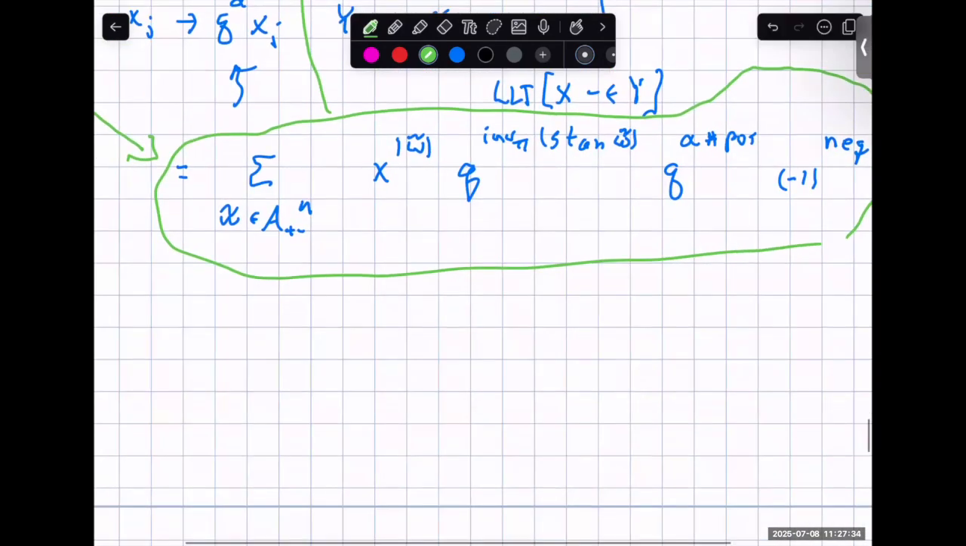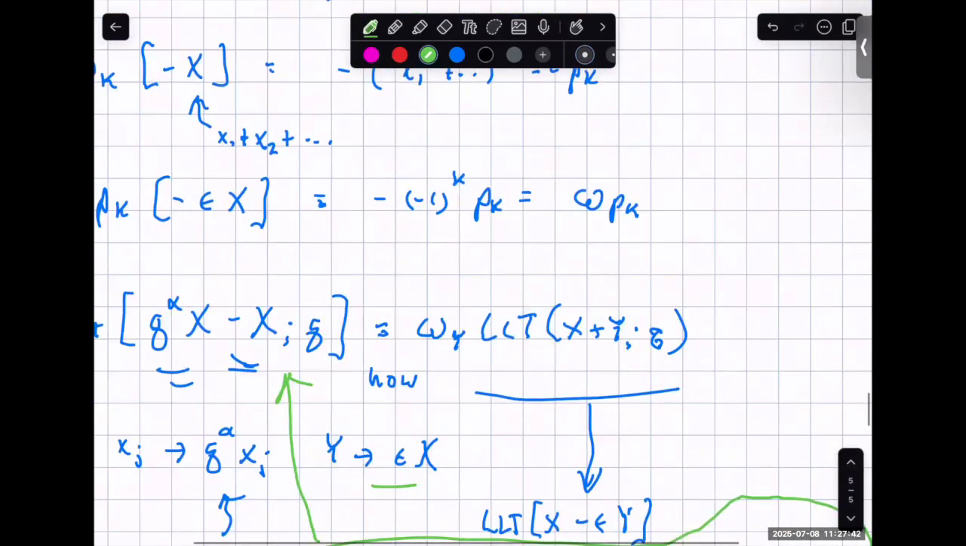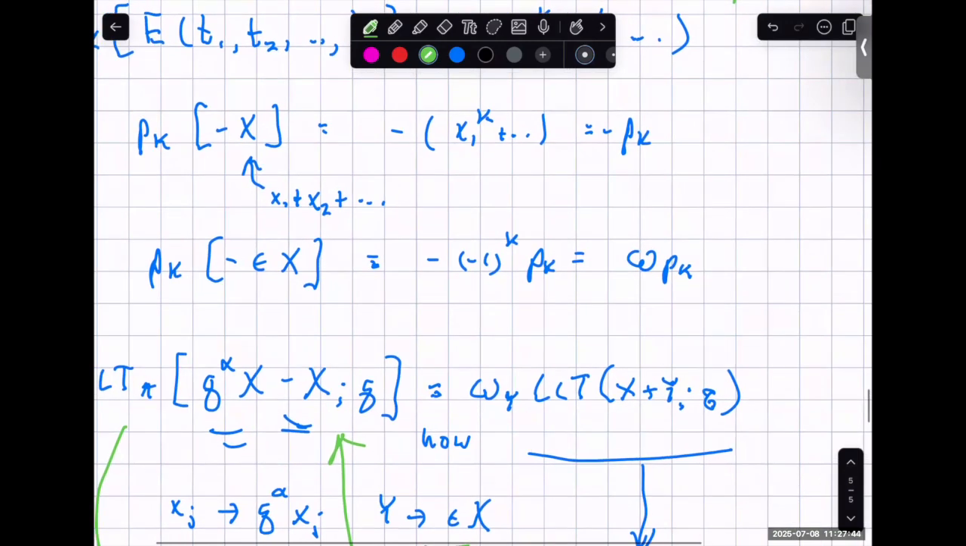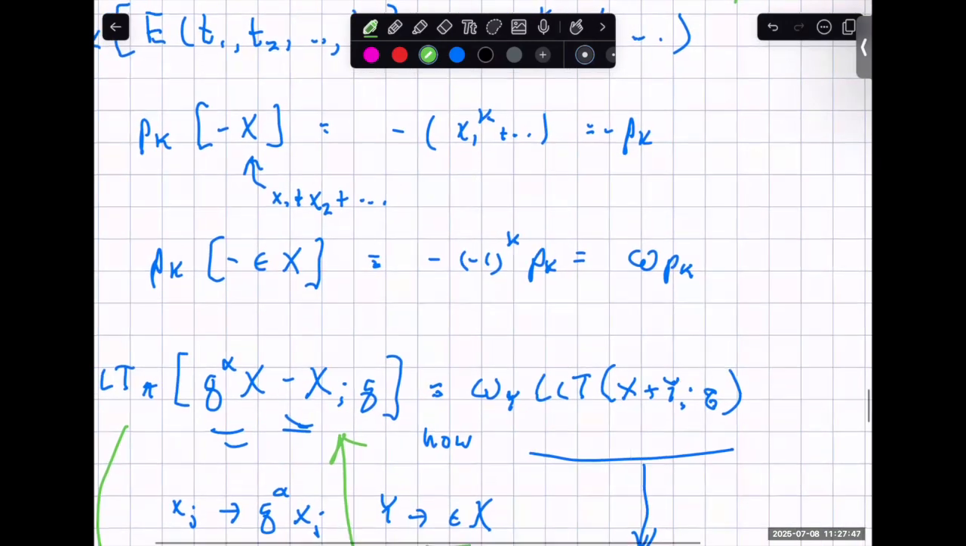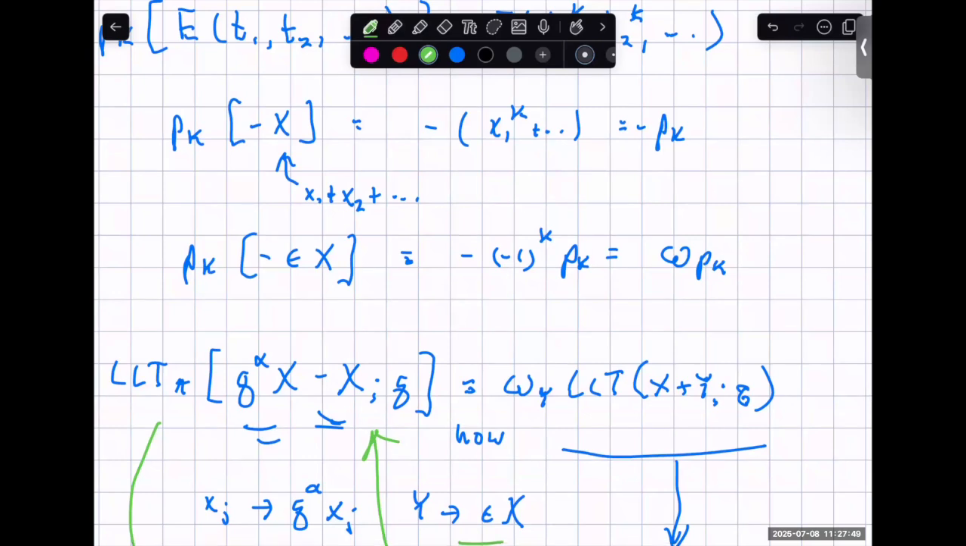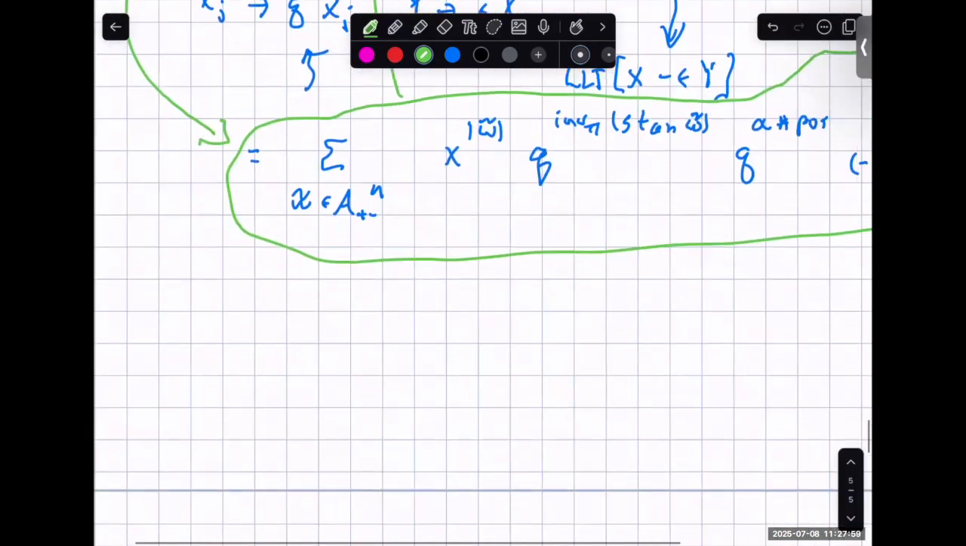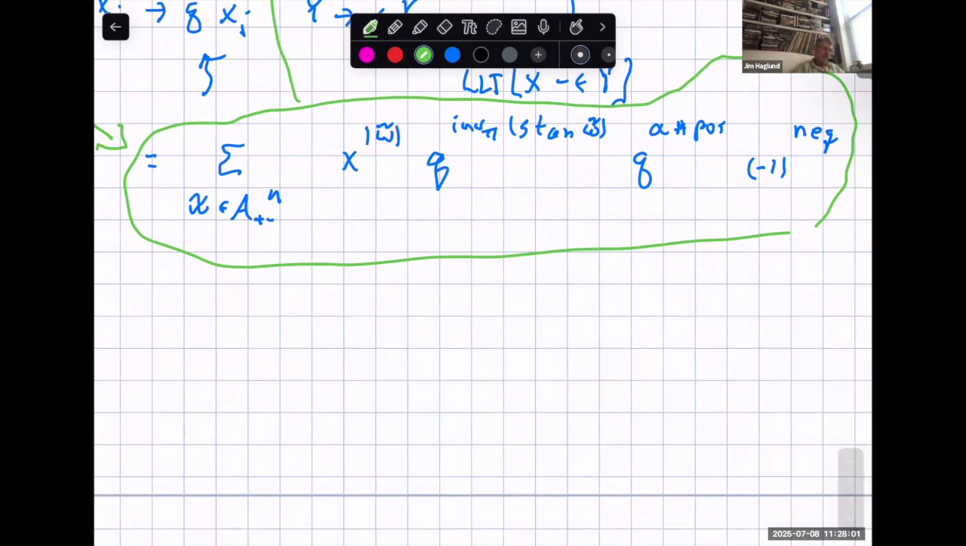And Jim? Yeah, in your identity, a little higher, with LLT omega y, there is no pi. The pi is not involved, is it? Thank you. Pi did not go away. It's still there. Okay. So let me do an example. Say we want to find LLT pi.